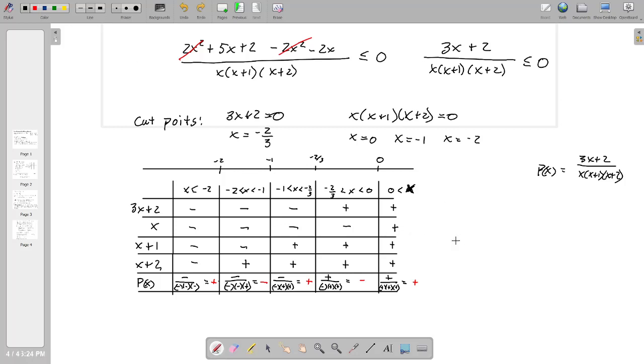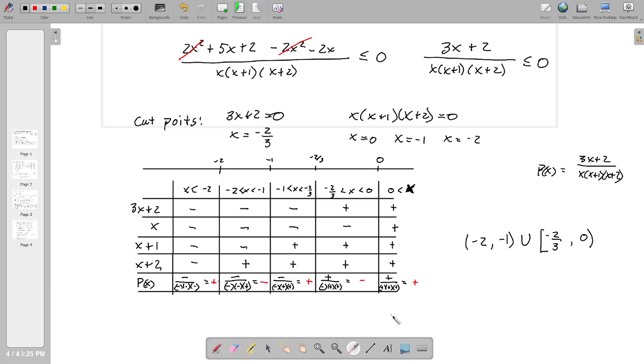So the solution set I come up with is -2 to -1, union with -2/3 to 0. And this is my solution set.